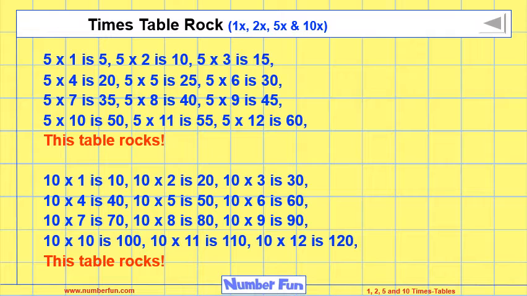Times 1 is 10, 10 times 2 is 20, 10 times 3 is 30, 10 times 4 is 40, 10 times 5 is 50, 10 times 6 is 60, 10 times 7 is 70, 10 times 8 is 80, 10 times 9 is 90, 10 times 10 is 100, 10 times 11 is 110, 10 times 12 is 120. This table rocks. This table rocks. This table rocks.